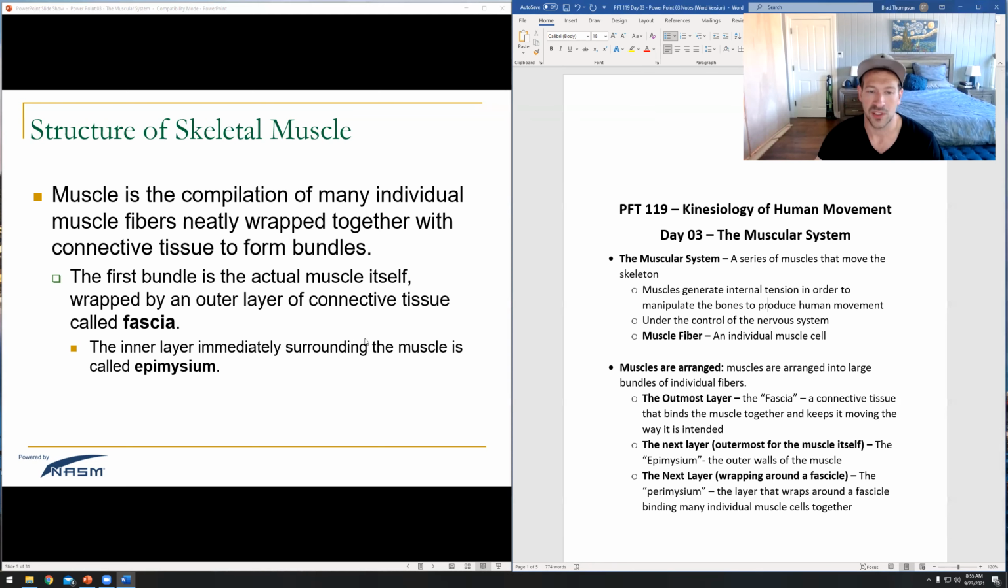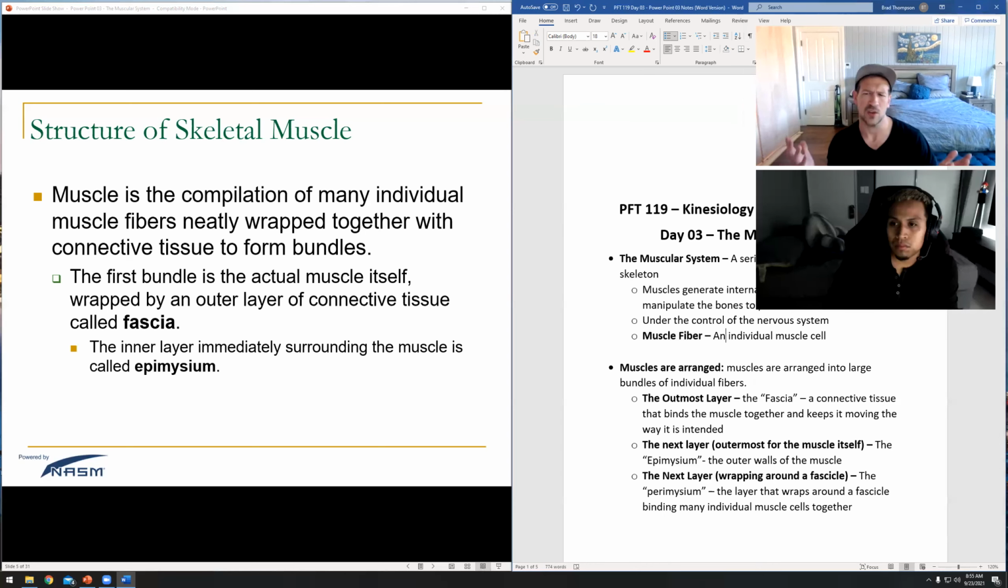And so when we're talking about this, a term that we are going to use a bunch is muscle fiber. We're going to be talking a lot about muscle fiber anatomy today. A muscle fiber is the fancy way of describing a muscle cell. In the same way that a neuron is a nerve cell and an osteon is a bone cell, a muscle fiber is a muscle cell, right?